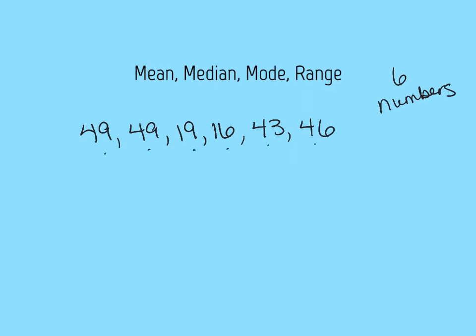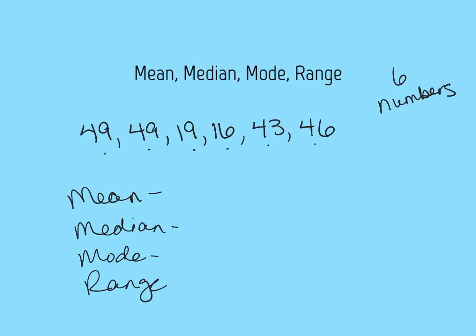So now, using those 6 numbers, I would find the mean, the median, the mode, and the range. And I would show how I would do that. So that one's going to be a little bit different. Have somebody help you pick numbers however you want to do it.